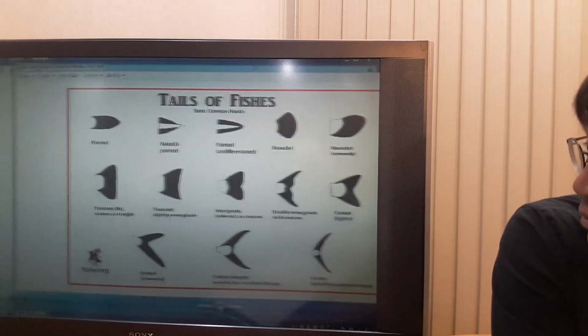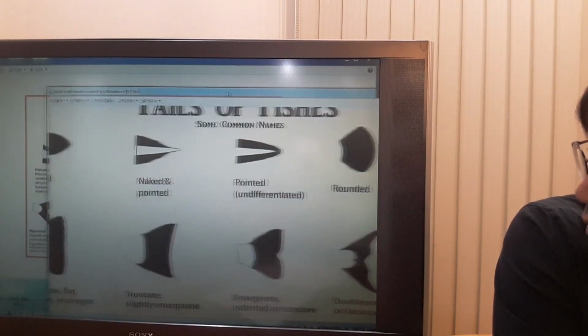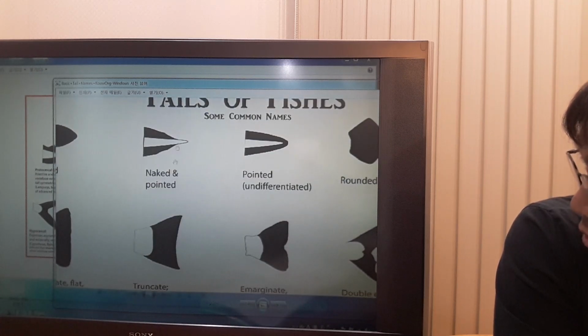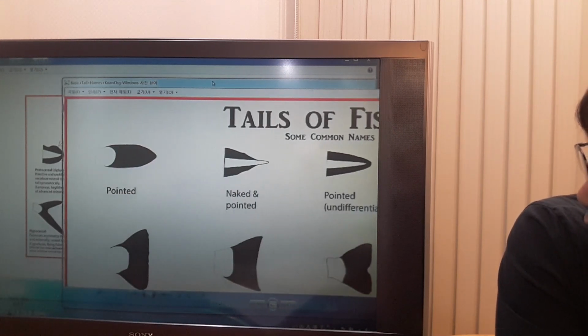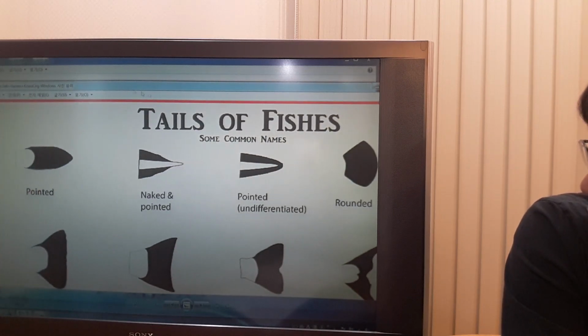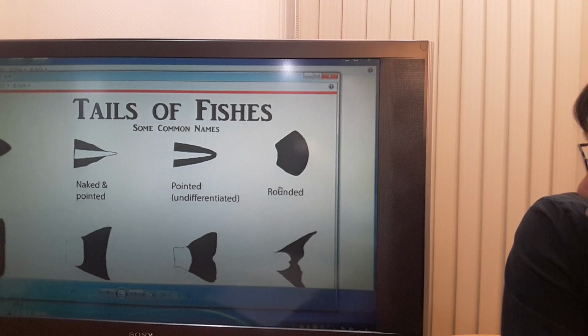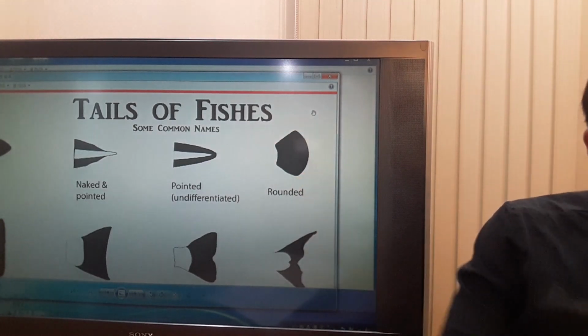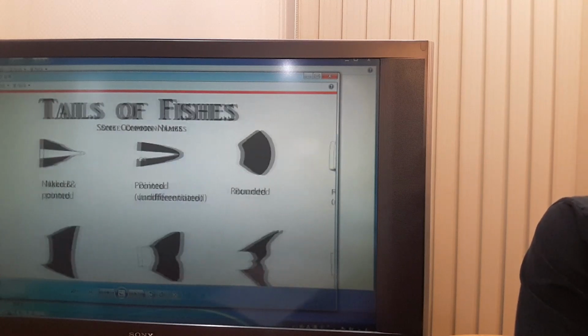Hold on. Could you see this? Oh my god, this is hard to control. Okay. Pointed. And then what? Rounded. Okay. This part is round. And then what else did we learn?